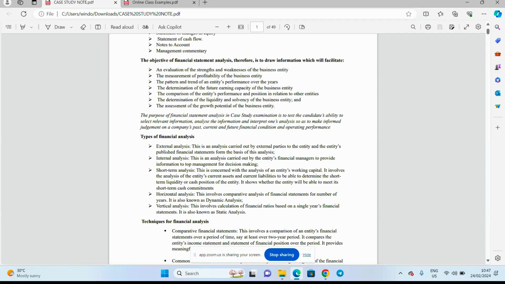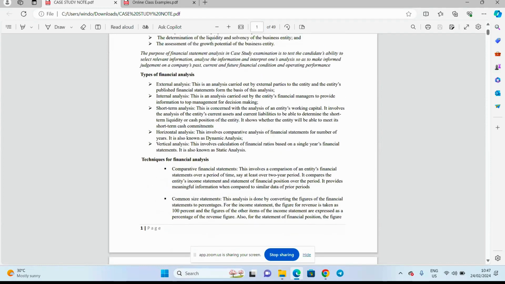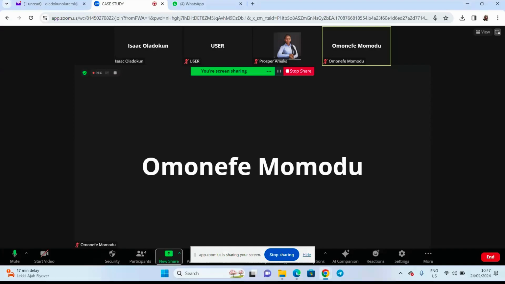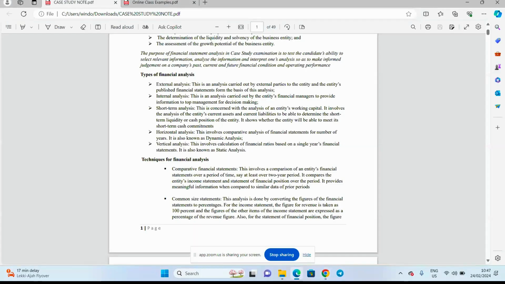This is analysis carried out by an external party to the entity, and the entity publishes financial statements. Published financial statements form the basis of this analysis. So in order to be on the same page, I want somebody to read for me the techniques of financial statement analysis. Mr. Momodu, Madam Momodu, to read comparative financial statement.